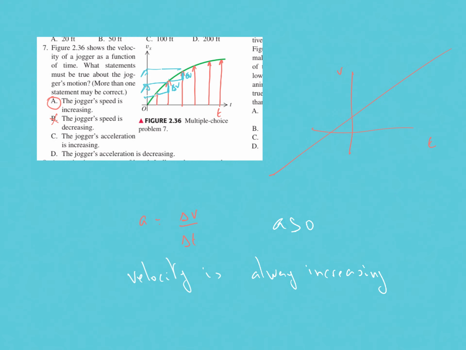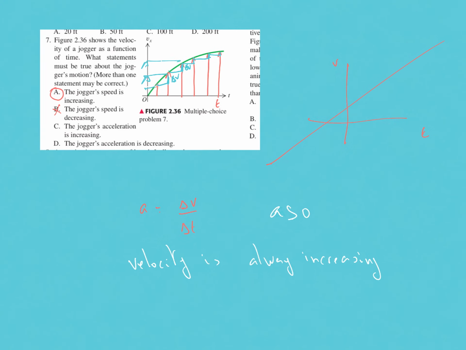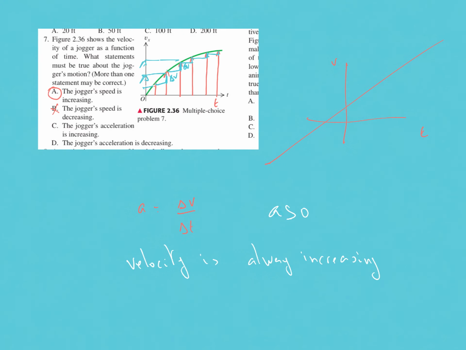But the acceleration is positive, but is it increasing or decreasing? I see that the change in the velocity is always smaller. So if the change in the velocity is always smaller, the acceleration is decreasing. So the jogger's acceleration is decreasing. This is the correct answer. Let's go to the next question.